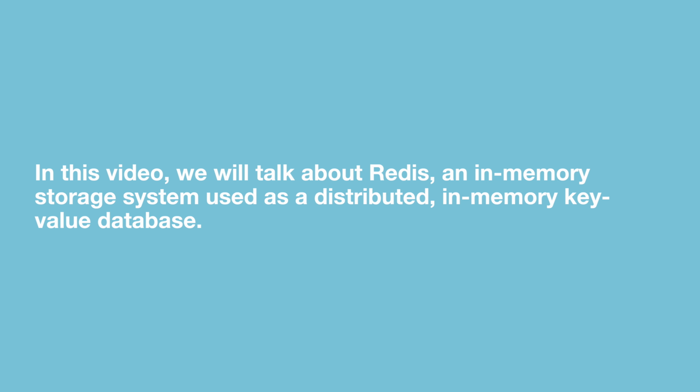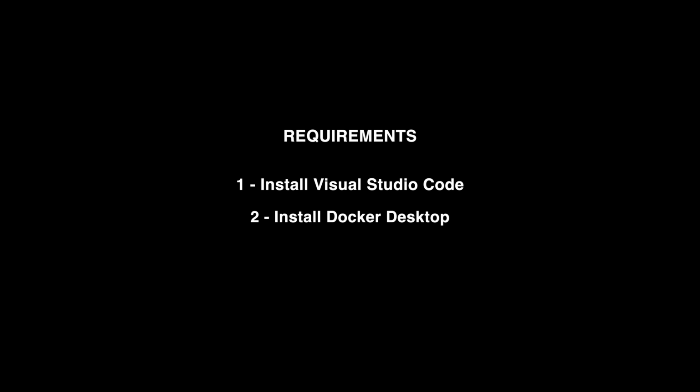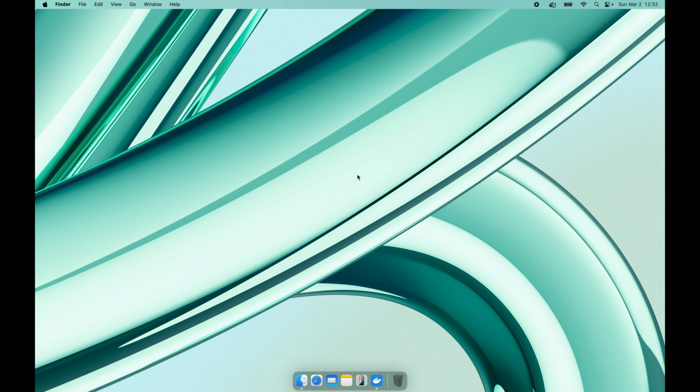In this video, we will talk about Redis, an in-memory storage system used as a distributed in-memory key-value database. The reason we use Redis is to efficiently and quickly access data that doesn't change often and is reasonably small. Let's get started.